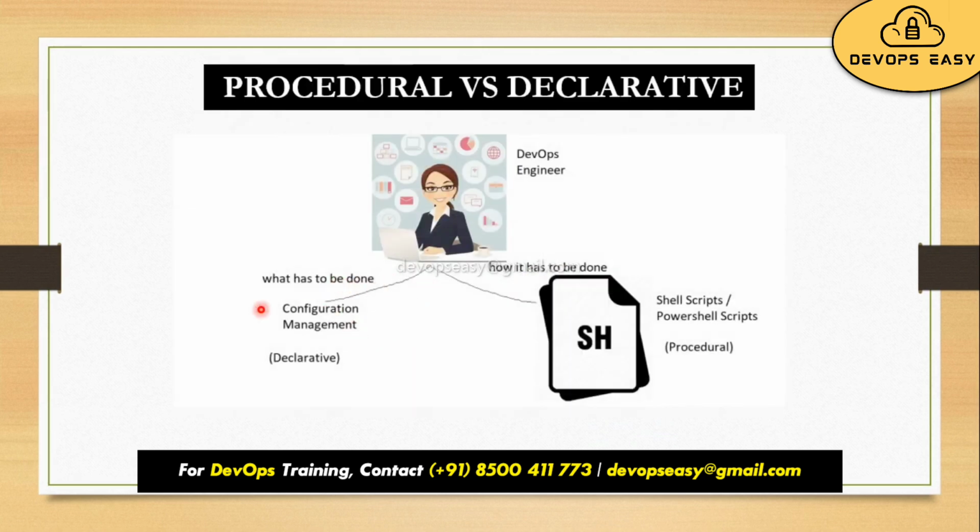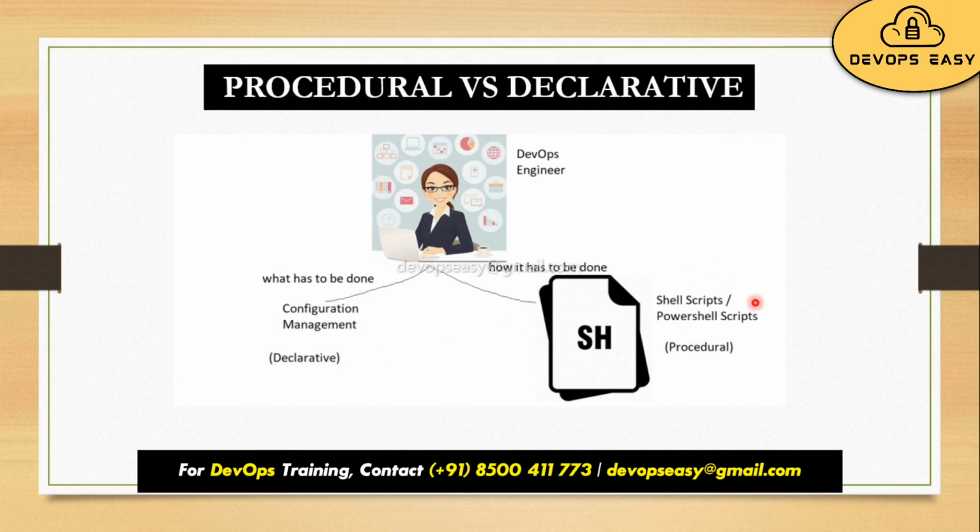So if you see, in the configuration management, Ansible is declarative. You just define what has to be done. You just tell it, hey, install Java. You don't need to tell it what command to execute to install Java. Ansible is smart enough, it will do it.